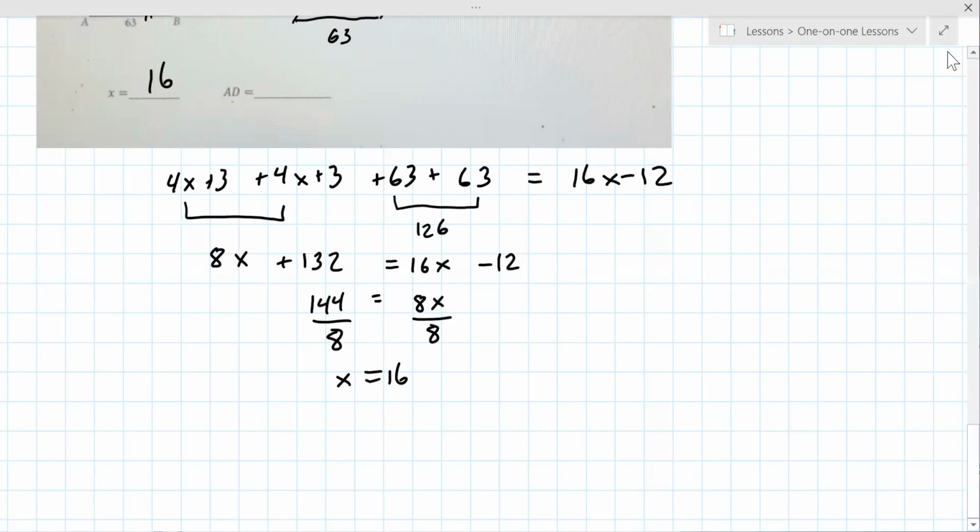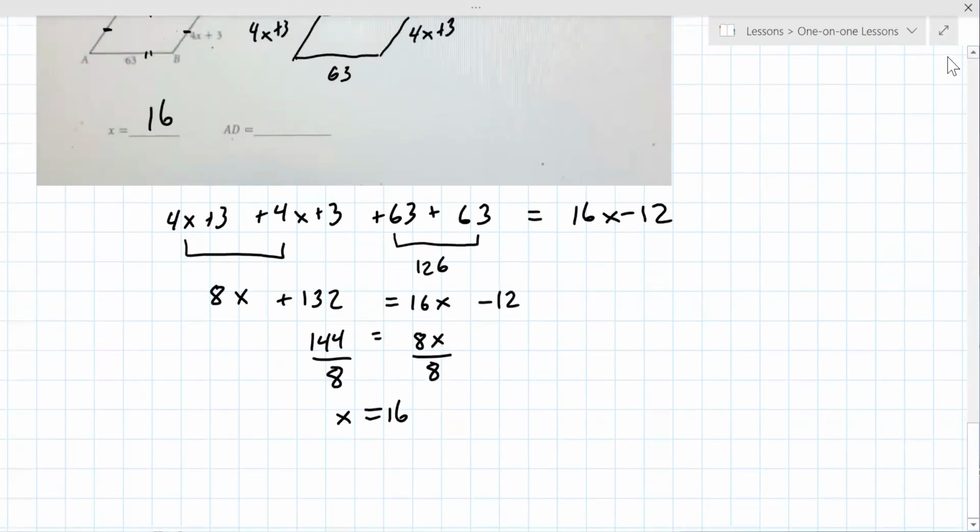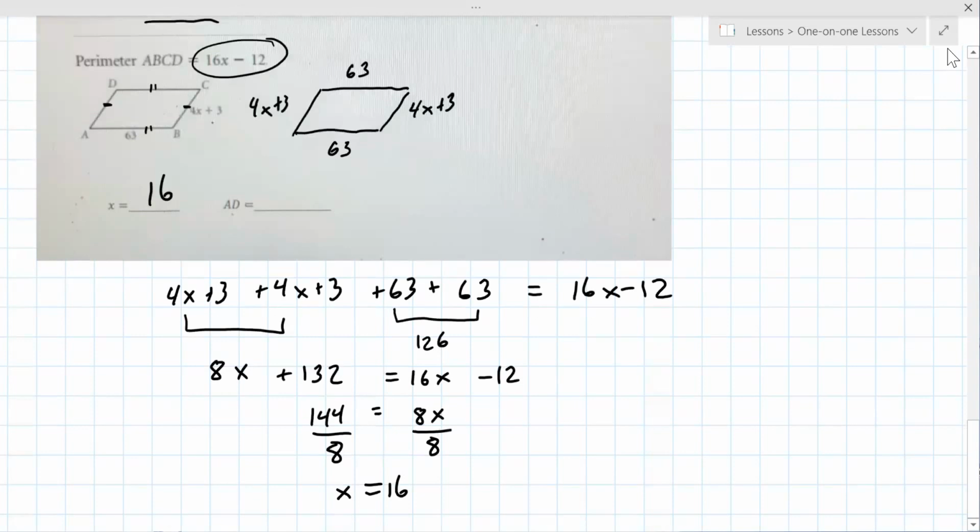So to find AD, you have to put this number 16 back into the 4x plus 3. So that's 4 times 16 plus 3. So that's 64 plus 3, which is 67.